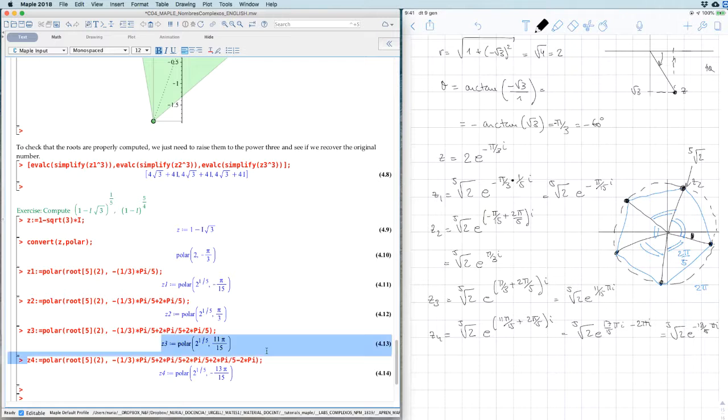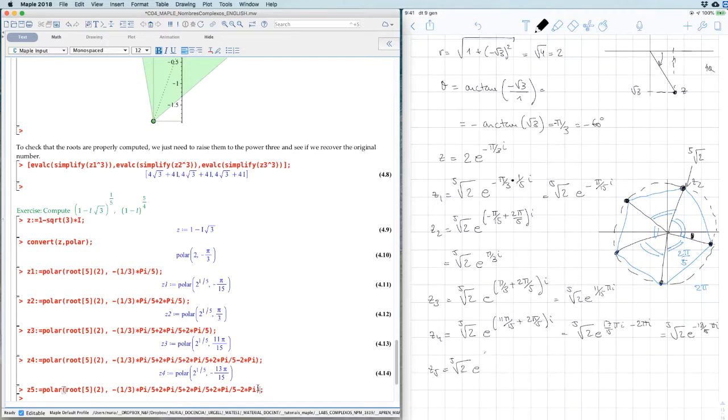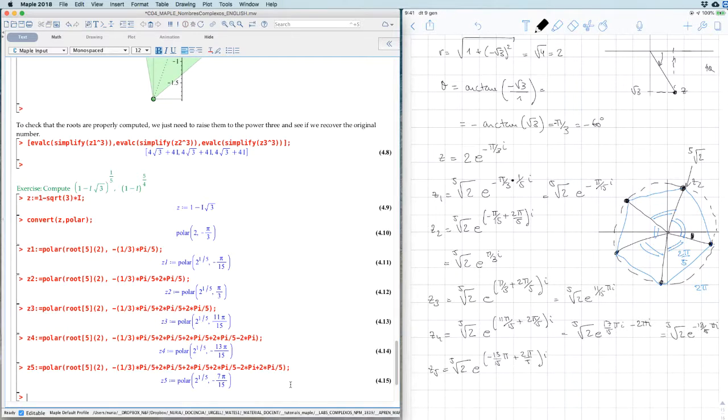Okay, and now the final one, the fifth one. z5 is going to be the fifth root of 2. And now I take the previous argument and I add 2 pi over 5. Okay, so I again add 2 pi over 5, and I get that this is going to be e to the power minus 7 pi over 15 i.